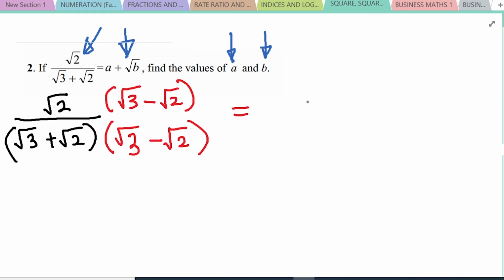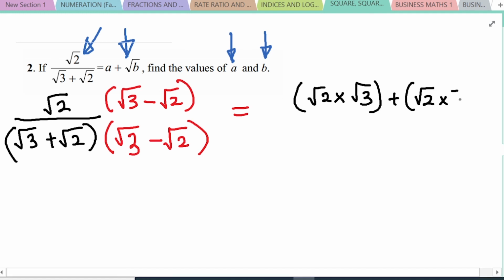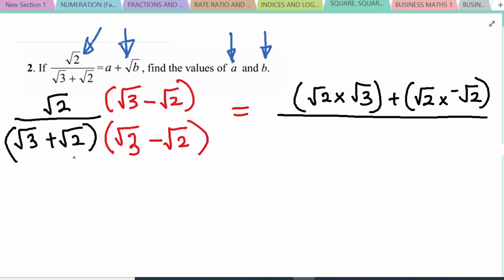Let me just rewrite it here. Root of 2, multiply that by root of 3. Then that is bracket, then plus root of 2 times negative 2. So I shall say root of 2 times negative root of 2, like that. Divide all that by the things in the denominator.